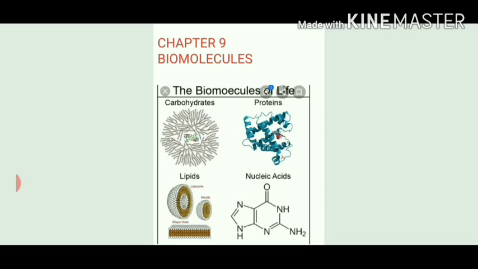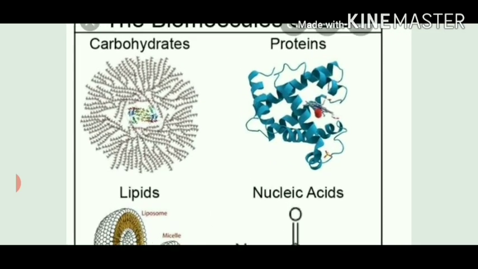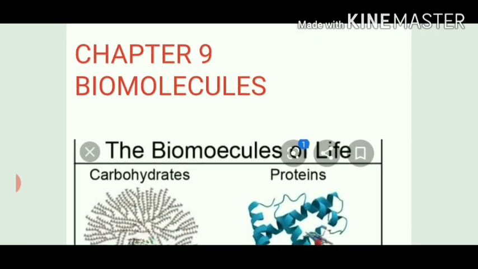So many enzymes you have studied in the digestive system in class 10th. Here they will be talked about in brief: how they function and on which factors they depend. Sometimes their rate of reaction is higher and sometimes it's lower.